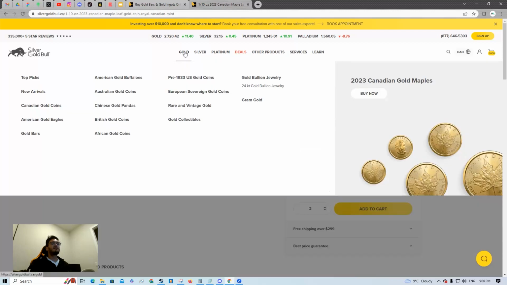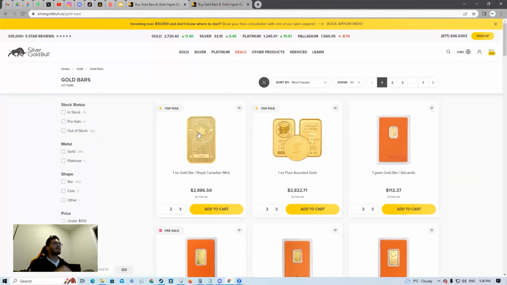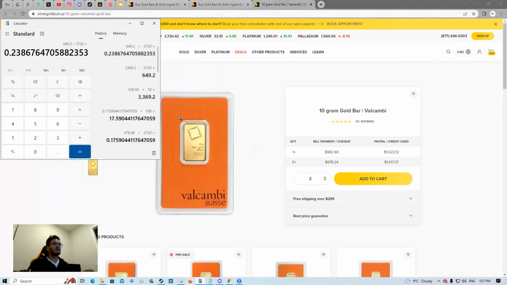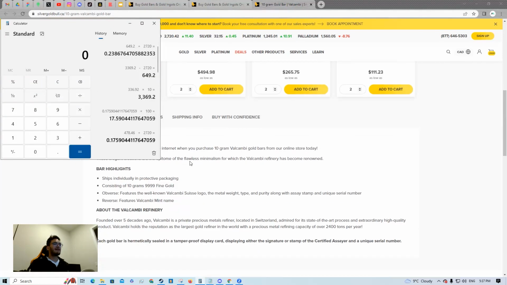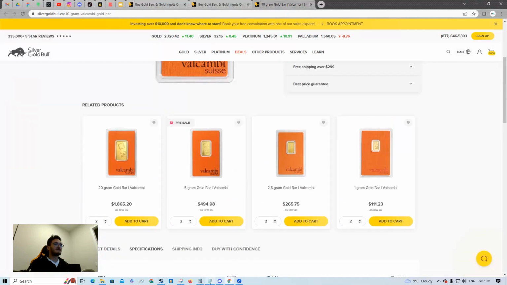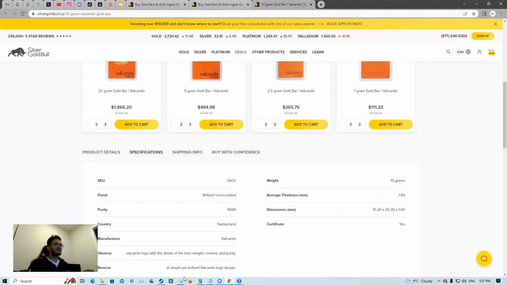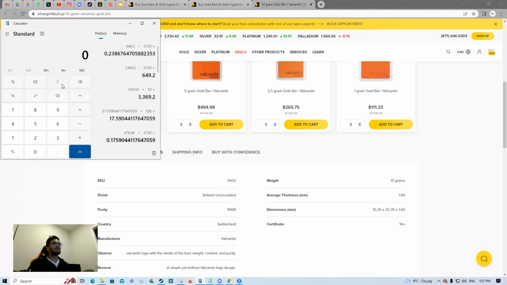Now, let's take a look. So if you are on a budget and you do want to buy some gold, I highly recommend that you look at the gram gold bars. Specifically, like a 10-gram gold bar or a 5-gram, you're going to see a much lower premium. Now, the math on this is a little more complex, but what you want to do, again, is find the inverse of the troy ounce weight.